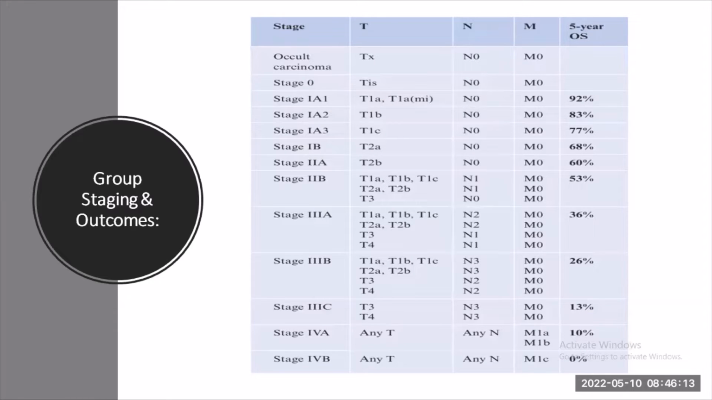If we see the outcomes based on the AJCC 8th edition, stage 1A1 has a 5-year survival of around 92%. This is based on clinical staging. 1A2 has a 5-year survival of 83%, 1A3 is 77%, 1B 68%, 2A 60%, and 2B 53%. So this would be our topic of discussion. The survival rate is around 50 to 90% from stage 2B to stage 1A1.